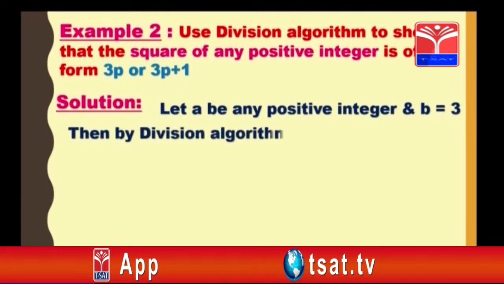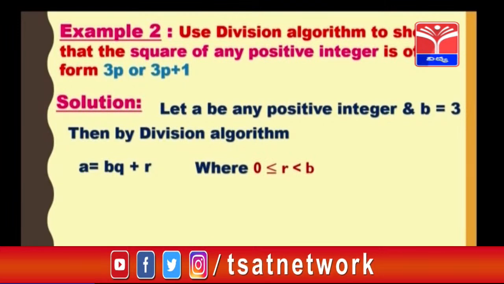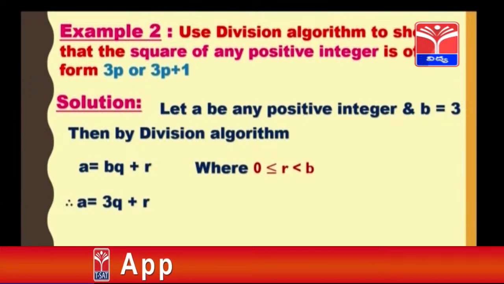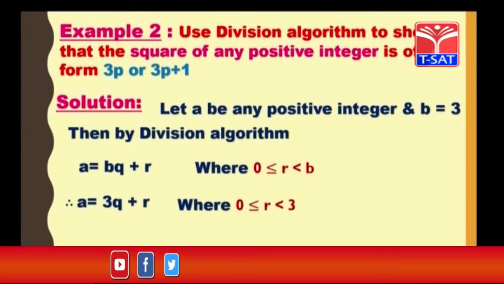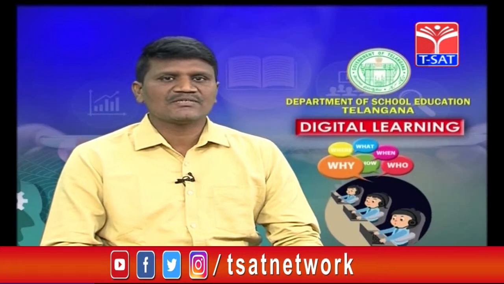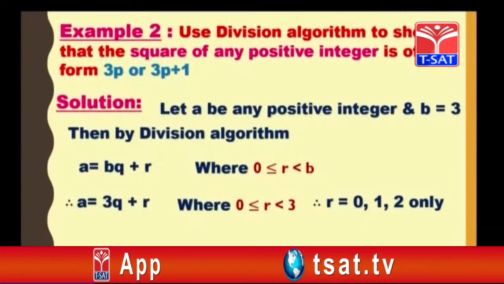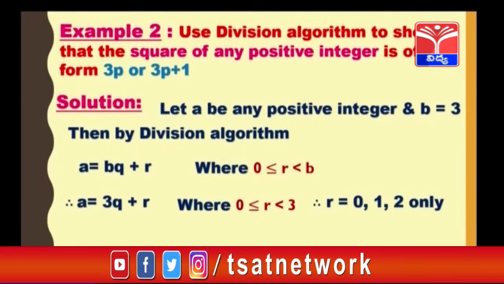Then by division algorithm we can write a is equal to bq plus r, where 0 is less than or equal to r, less than b. If I substitute b is equal to 3, a is equal to 3q plus r, where 0 is less than or equal to r, less than 3. That means the remainder values are 0, 1, 2 only, because it should be less than 3. So the remainders we are getting are r is equal to 0, 1, 2. So for solving this question, we need 3 cases. Case 1 as taking r is equal to 0, case 2 as r is equal to 1, and case 3 as r is equal to 2.